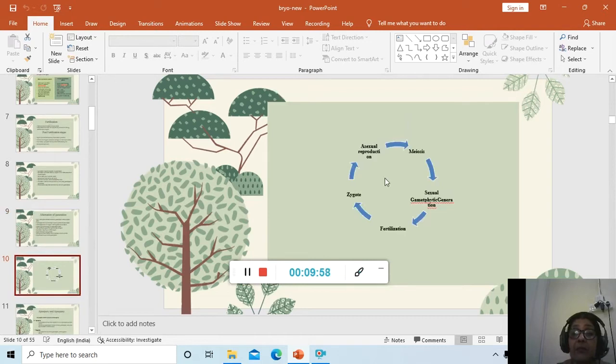This is the life cycle. You can see the gametophyte generation, and gametes are formed. They undergo fusion, fertilization. Zygote is formed. It is the starting of the sporophyte generation, asexual reproduction. Spores are formed, and they undergo meiosis, reduction. By meiosis the spores are formed. Then again, you can see the life cycle is complete.